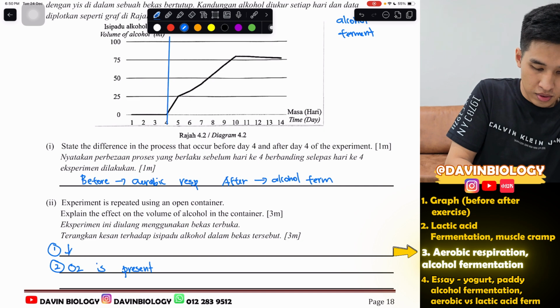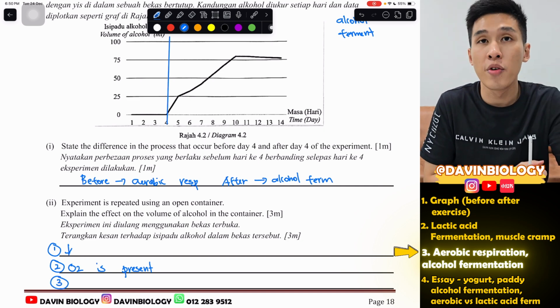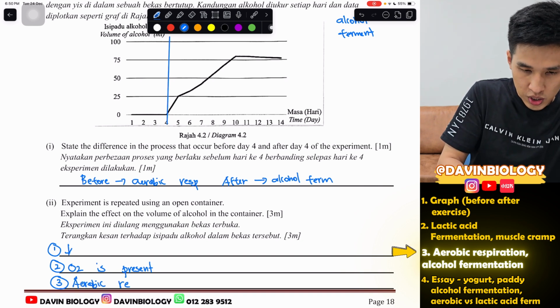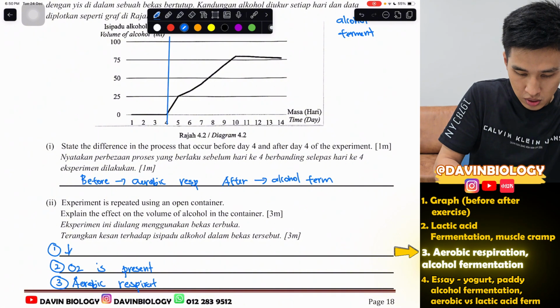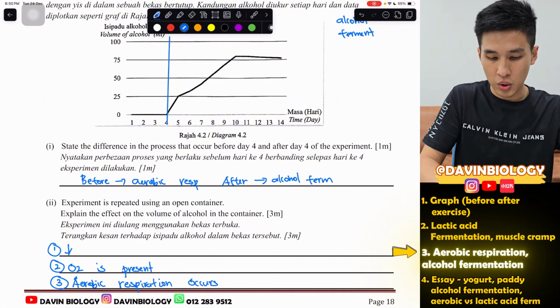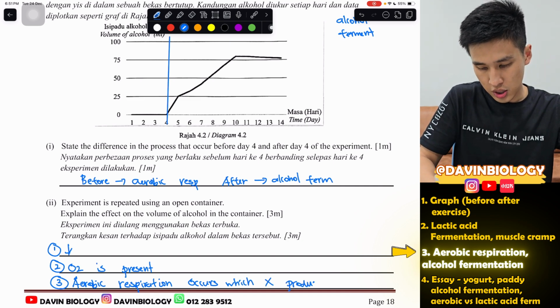And basically, you undergo normal respiration. So aerobic respiration occurs, which does not produce ethanol or alcohol.